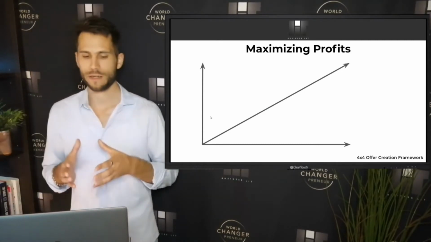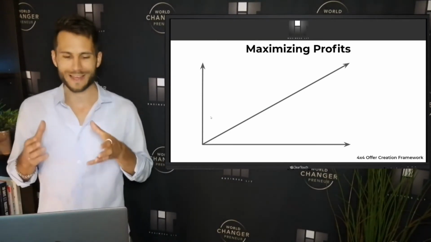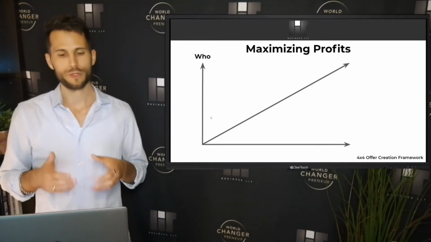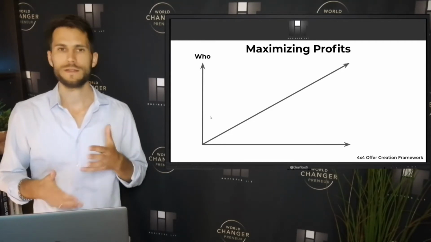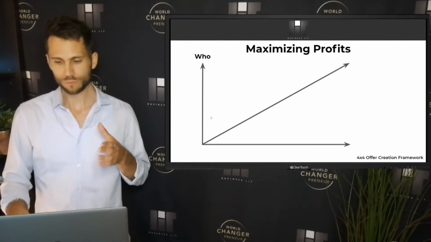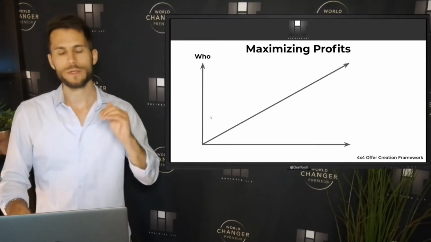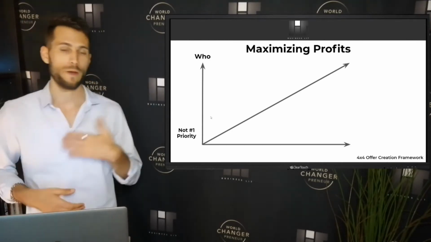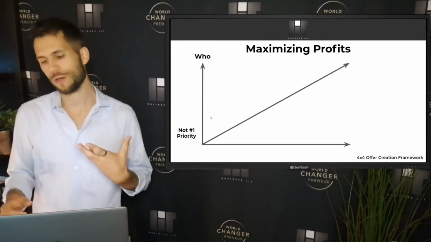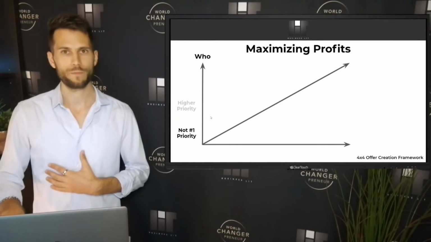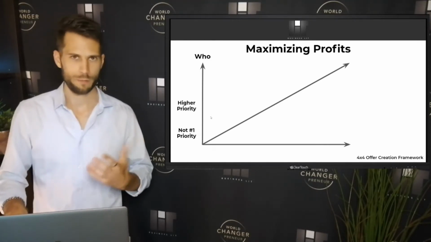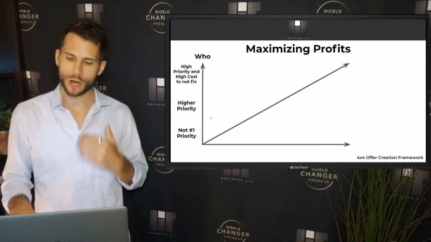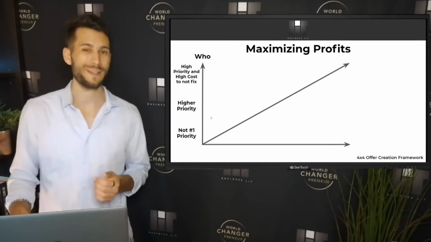And the first area that we can look at is our ideal client, the who that we are serving, and the person that we are targeting with our messaging, with our marketing. So at the lowest end, we are maybe targeting people where the problem that we're trying to solve is not their number one priority. Going up that ladder, it becomes higher priority, or even their highest priority, and there's a high cost involved if they do not fix it, right?